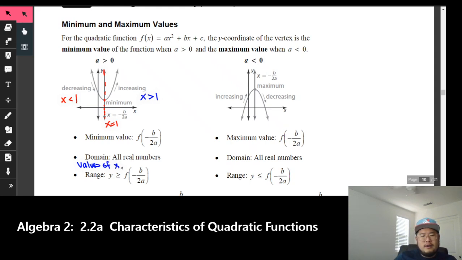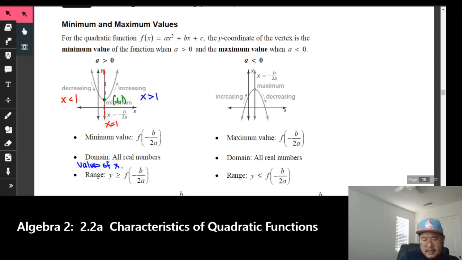Your range, however, will depend on where the minimum and maximum is. So let's say right here, my minimum happens to be at the ordered pair, or my vertex is at 1 comma, let's just say 1. If I say that the minimum is at 1, 1 right here, then my range will be all values greater than or equal to 1. So you can actually include this point, and everything above the vertex, including the vertex, make sure you include the vertex as well, will be your range.